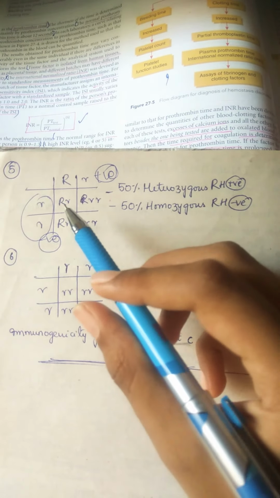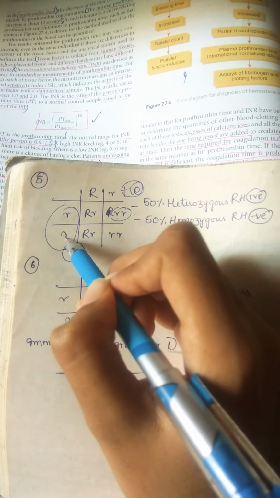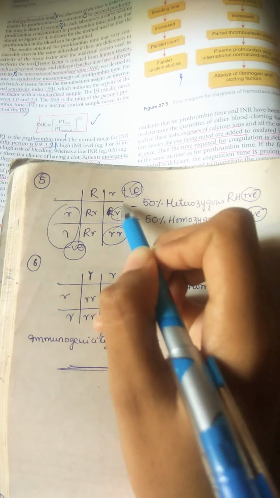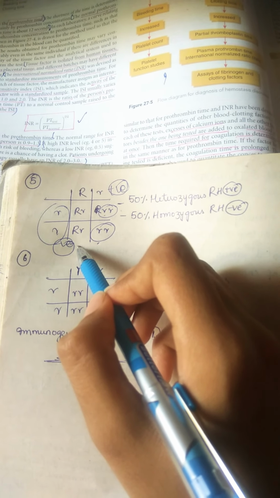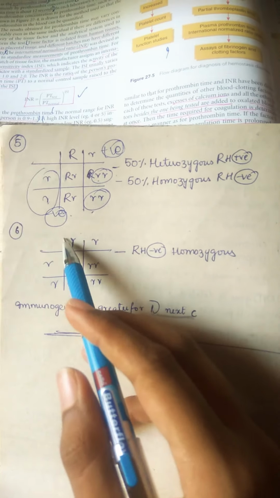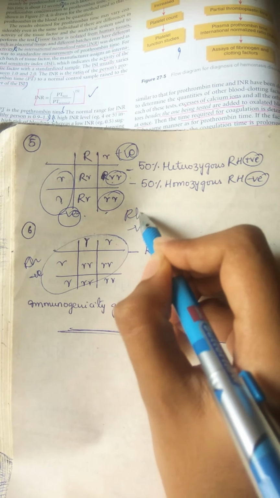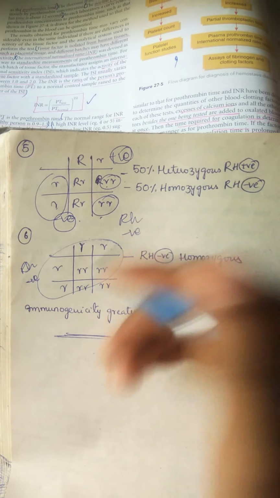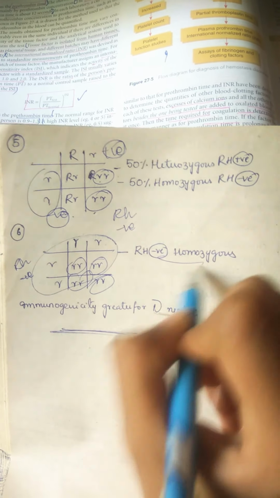So 50% heterozygous here also. For example, see capital R, small r's, capital R, small r's. So 50% may be homozygous Rh negative, and 50% may be heterozygous Rh positive in this case. And if all are small r, there is no problem, because here an Rh negative mom and an Rh negative baby, so no antibodies are formed. All babies formed are also Rh negative, homozygous.